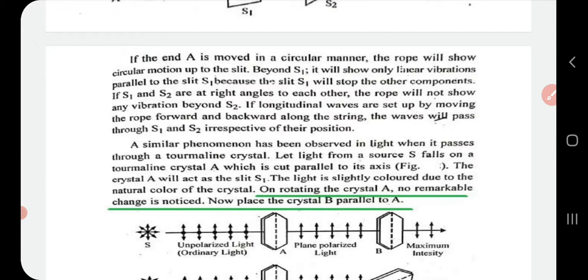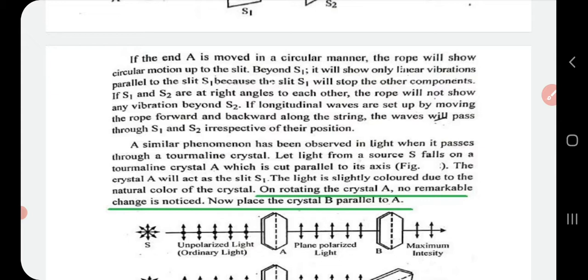If you move the string up and down, you are creating transverse waves. Now if you want to produce longitudinal waves, then you have to move the string backward and forward. If such longitudinal waves are produced, then the waves will pass through S1 and S2 irrespective of their position.